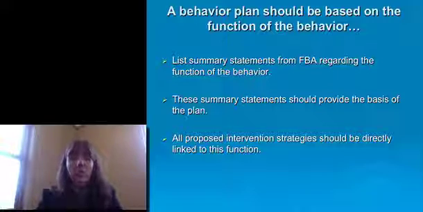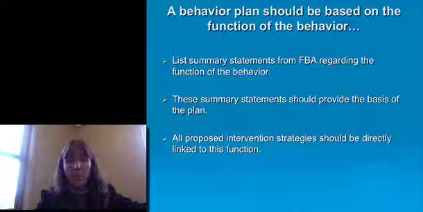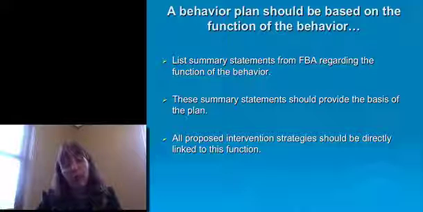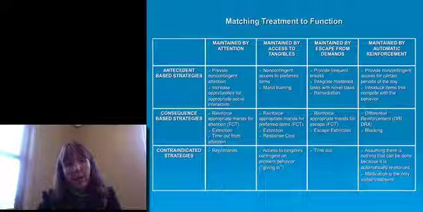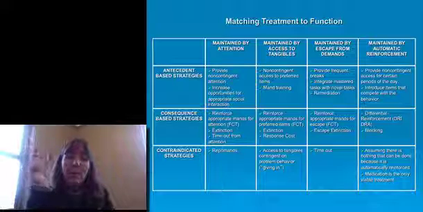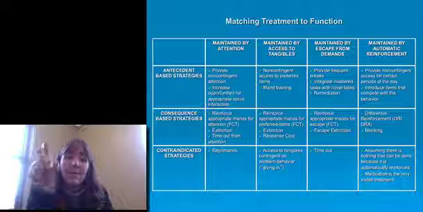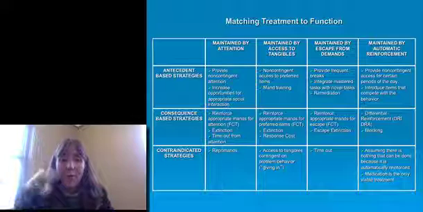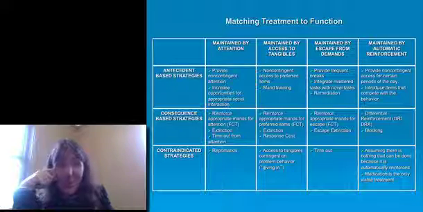The behavior plan should include summary statements from your assessment, and if those provide the basis for our plan, all of our interventions need to be directly linked to the functions that have been identified. This is a chart I really like that has antecedent-based strategies, consequence-based strategies, and contraindicated strategies for different functions of behavior. I hope you like it as much as I do.